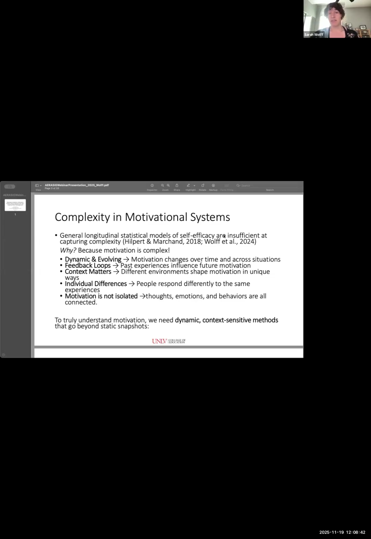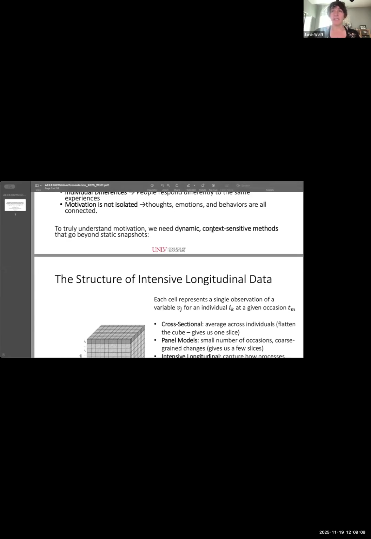Context also really matters. So the same person might feel highly motivated in one context, but not in another. And then there's, of course, individual differences, and motivation is certainly intertwined with everything: thoughts, emotions, behaviors. Yet here we are trying to measure it. So we need context specific, dynamic, sensitive methods that go beyond static.